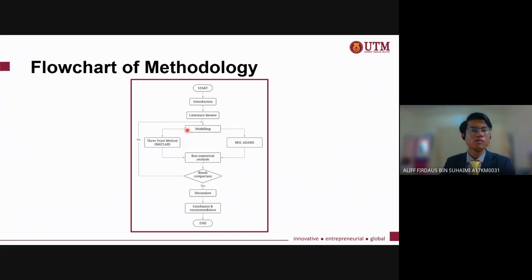And for the modeling, there will be two parts, which are the 3-point method, which is actually a vector method, using MATLAB modeling. And then we have MSC Adams, which is a multi-body system software. After running the numerical analysis, I will compare the results between these two models over here. If there are significant differences, then I will go back to check the 3-point method here.